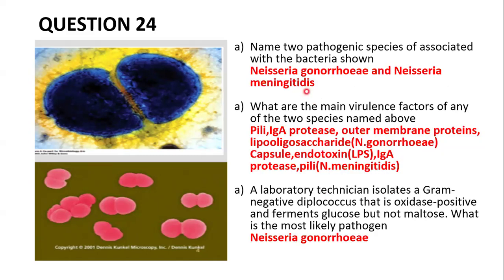Then for the virulence factors, for Neisseria gonorrhea and Neisseria meningitidis, we have pili, IgA protease, outer membrane proteins, lipooligosaccharide in Neisseria gonorrhea, then lipopolysaccharide in Neisseria meningitidis. There is the capsule, endotoxin, which is the LPS, IgA protease, and pili. Where else did we find IgA protease? You guys remember? Streptococcus pneumoniae. Very good. And Haemophilus, yes.